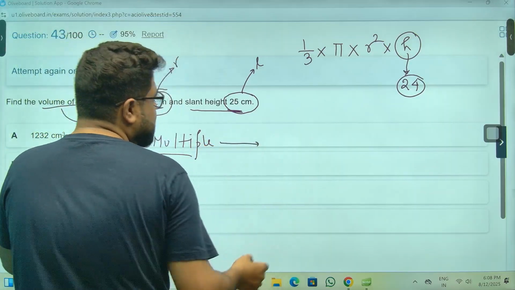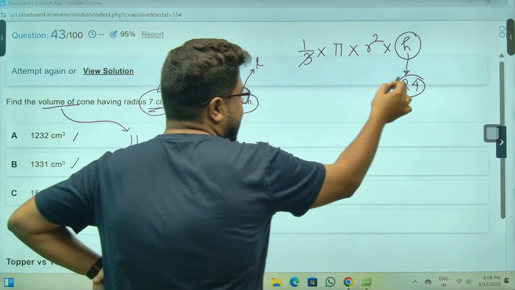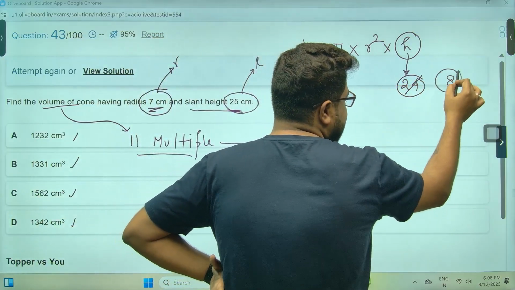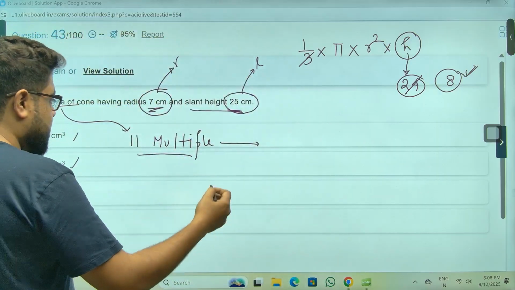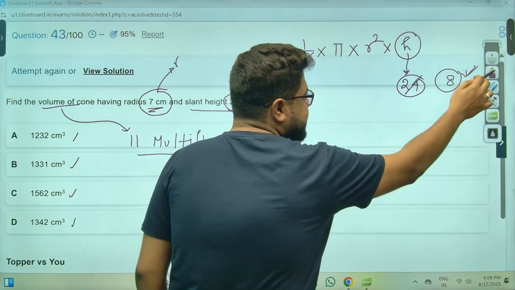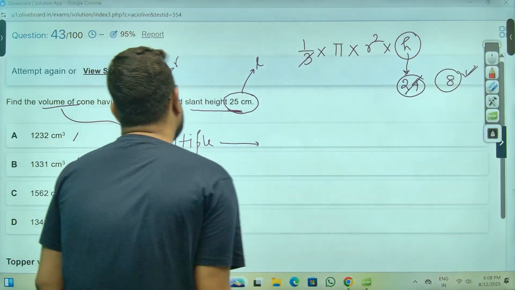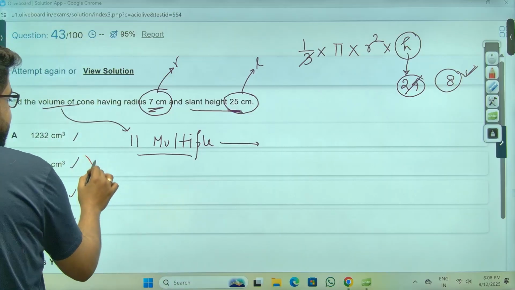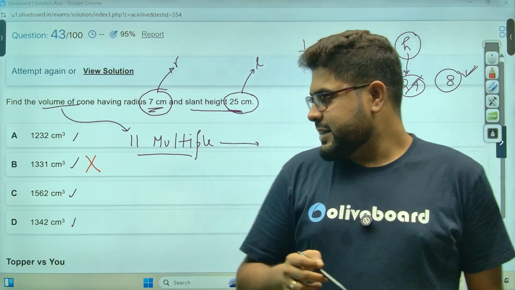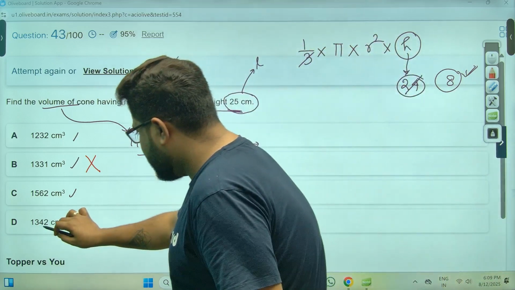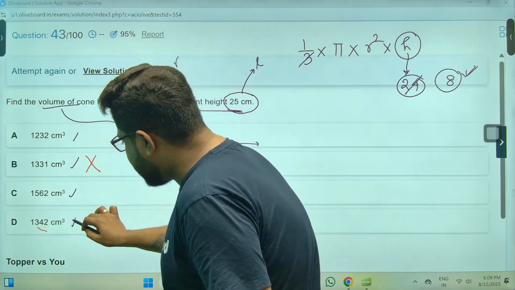Achha. So now 1/3 and 24, if you cancel, it will be 8. So again, my answer has to be a multiple of 8. So let's now check once again. Sir, 1331 cannot be, because an odd number can never be a multiple of 8. Sir, 342, so this is not a multiple of 8.